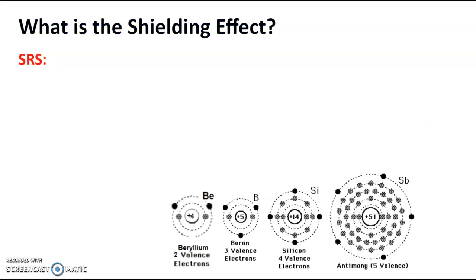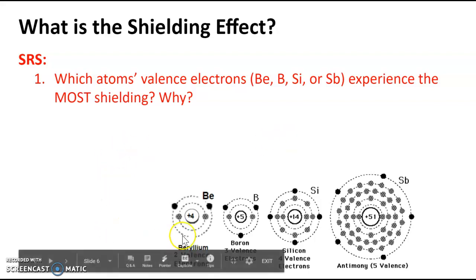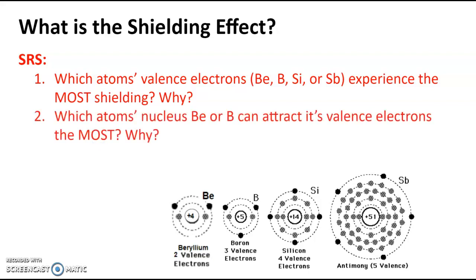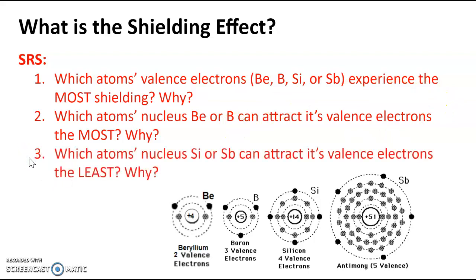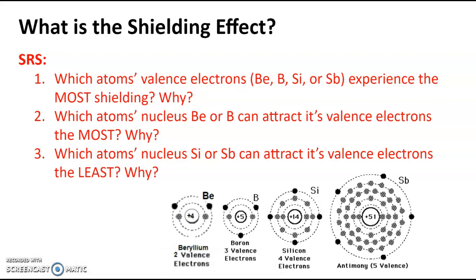All right, student response sheet time. Which atoms' valence electrons, beryllium, boron, silicon, or antimony, experience the most shielding? So here's your images. And then why do they experience the most shielding? And then which atom's nucleus, beryllium or boron, can attract its valence electrons the most? And which atom's nucleus, silicon or antimony, can attract its valence electrons the least? So that's it. Take a minute, answer to the best of your ability. You're just trying to make an educated guess. And then I'm going to talk to you about the answer.